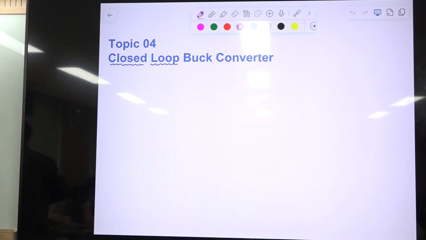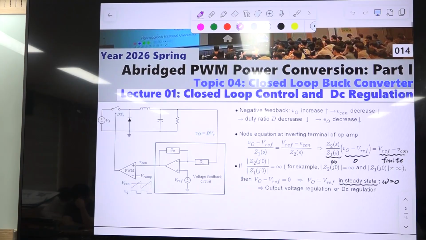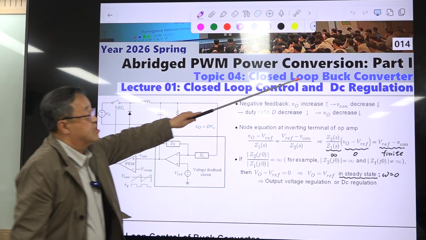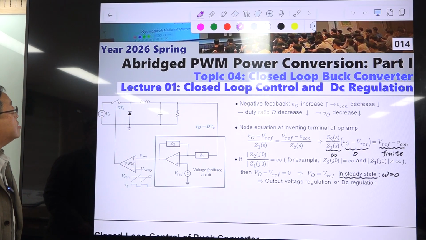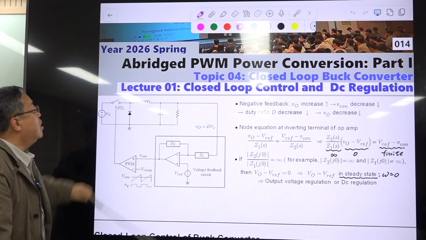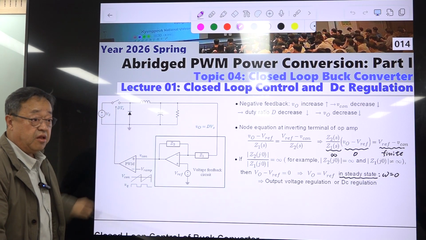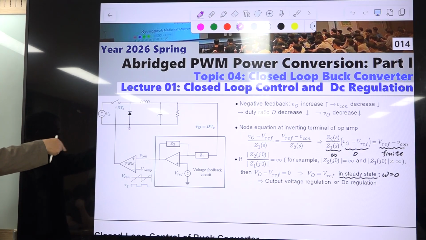Let me start with topic number 4, closed loop Buck converter, and this is the opening lecture slide of that. This is the 14th lecture, counting from the beginning of this semester, and topic number 4 is closed loop Buck converter, and lecture 1 is closed loop control and DC regulation. This is the simplified structure of the closed loop controlled Buck converter.